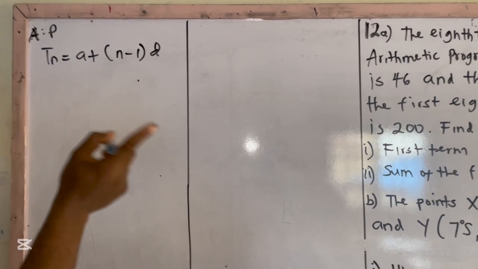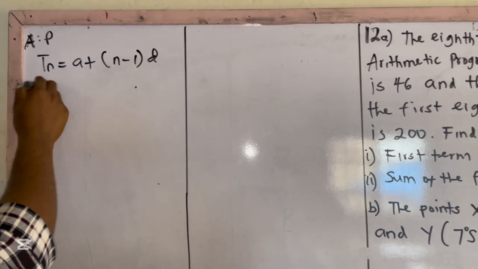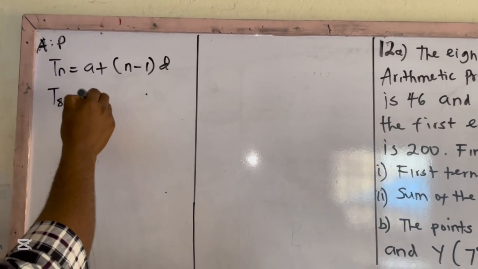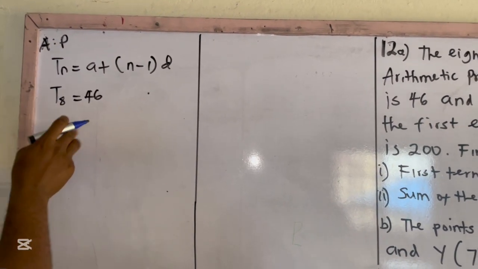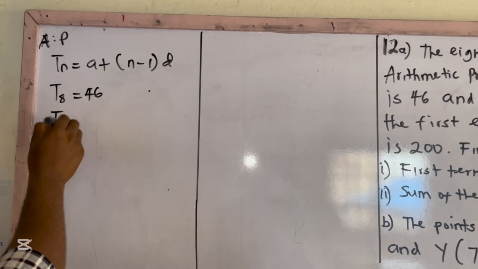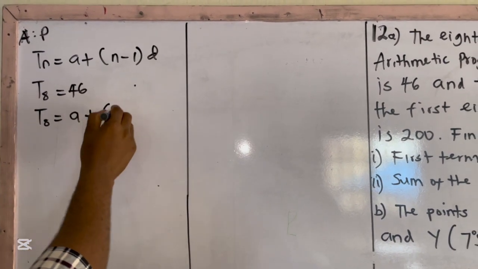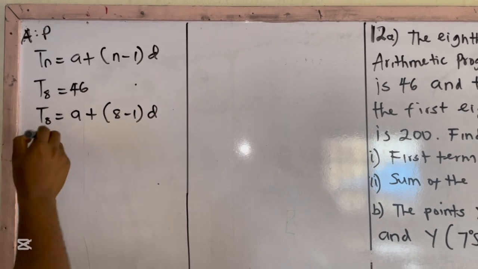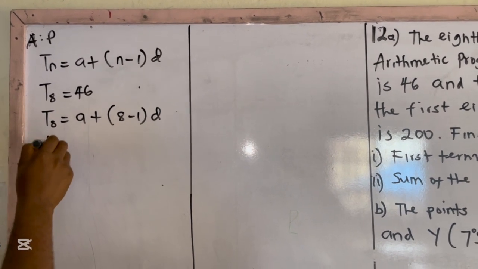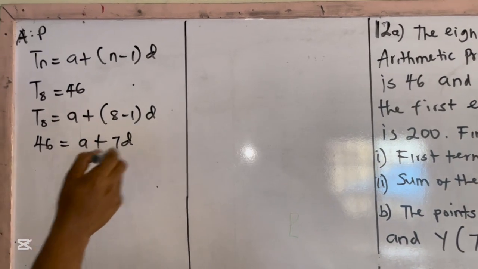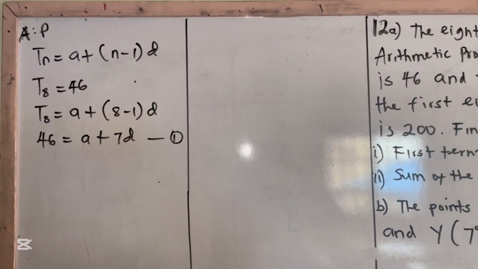Alright, so from the question we have been told that the 8th term is 46. Therefore, the 8th term is equal to a plus 8 minus 1 d. So the 8th term, which is 46, is equal to a plus 7d. So we can use this as equation 1.